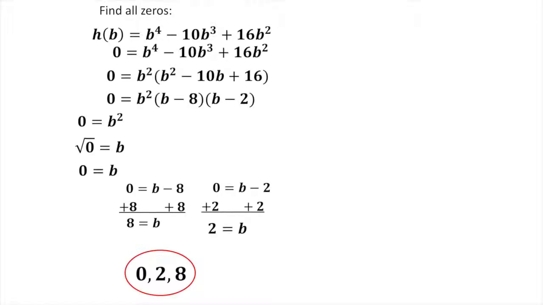Check your answer here. There should be three different answers. There are actually two zeros here: 0, 0, 2, 8. If you wrote that down, that's fine, because there are actually two zeros here. b squared equals 0. That means there are two zeros here.